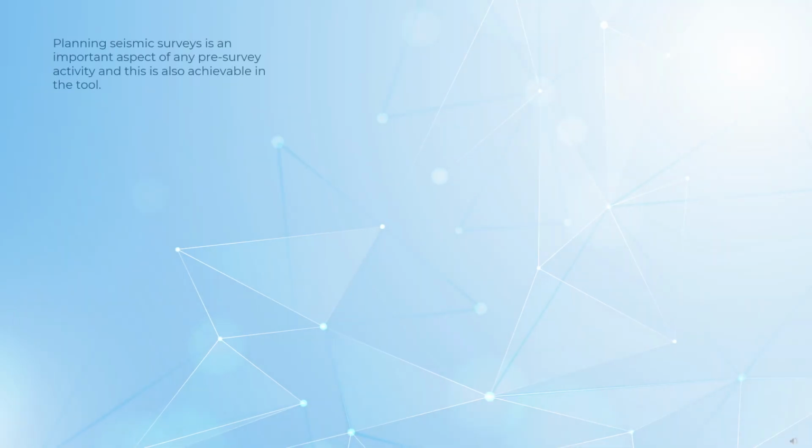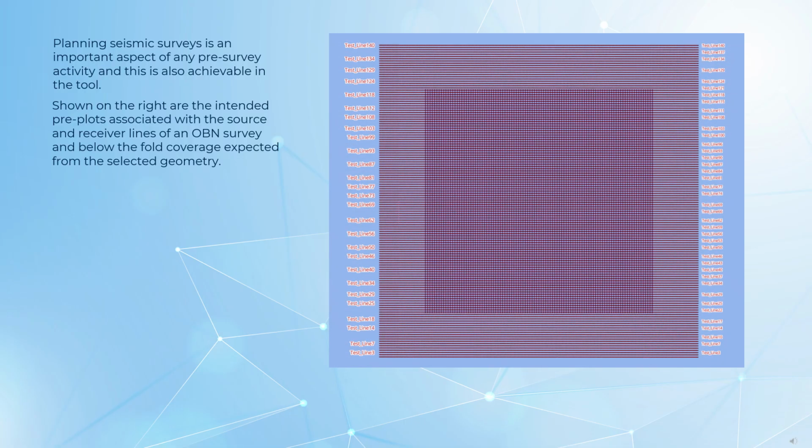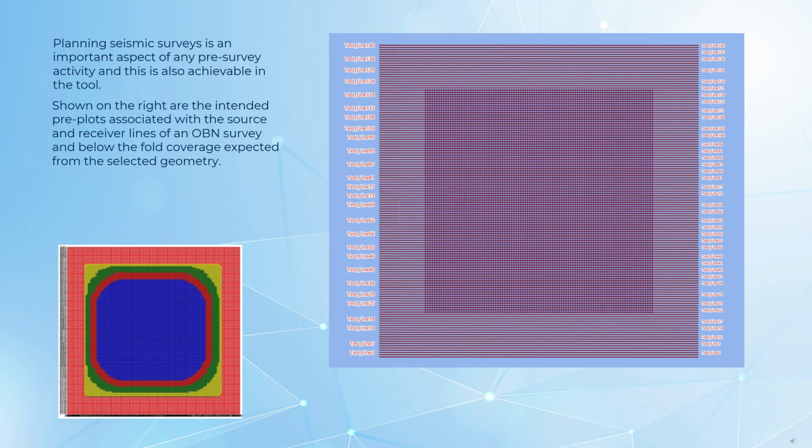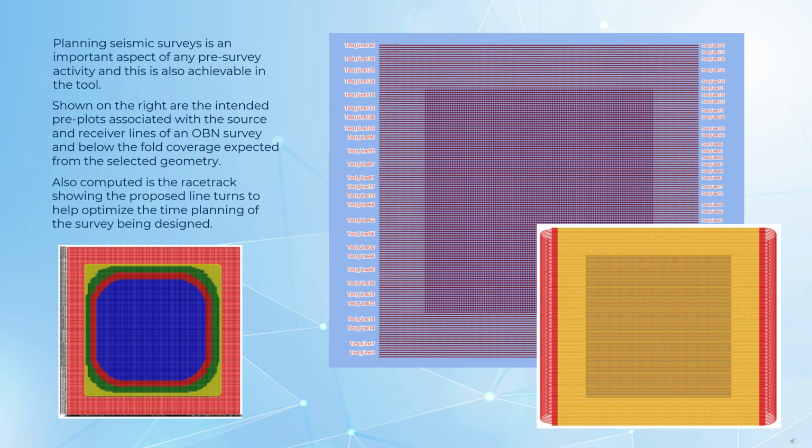Planning seismic surveys is an important aspect of any pre-survey activity, and this is also achievable in the tool. Shown on the right are the intended pre-plots associated with the source and receiver lines of an OBN survey, and below, the fold coverage expected from the selected geometry. Also computed is the racetrack, showing the proposed line turns to help optimize the time planning of the survey being designed.